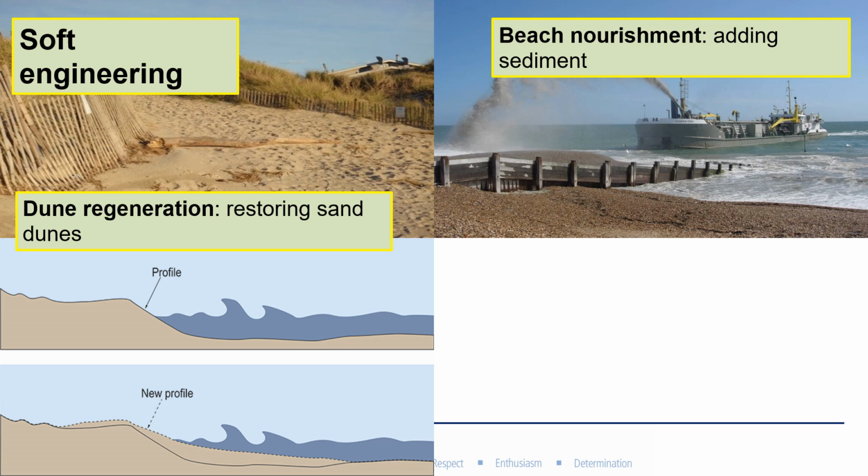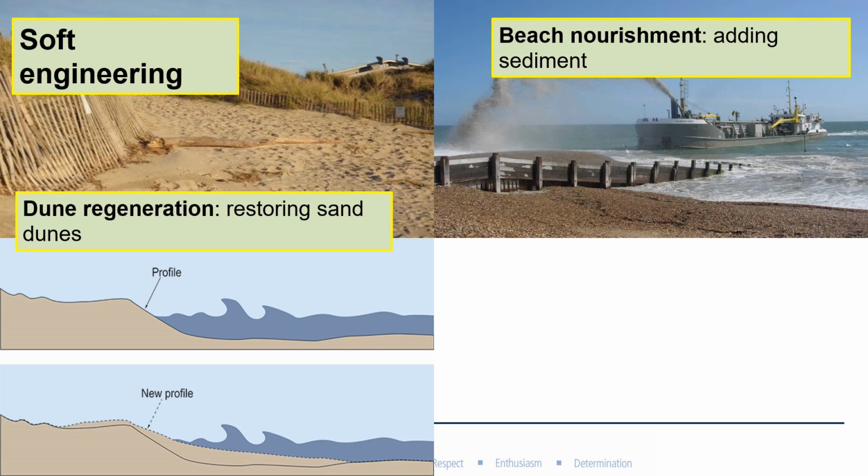Another soft engineering strategy is beach nourishment. This is where extra sediment is added to a beach. A positive of this is by adding the sediment to the beach, it increases the beach width, which means that there is a large natural barrier, i.e. the beach, between the sea and human houses behind the beach, so therefore there's a lower chance of erosion.